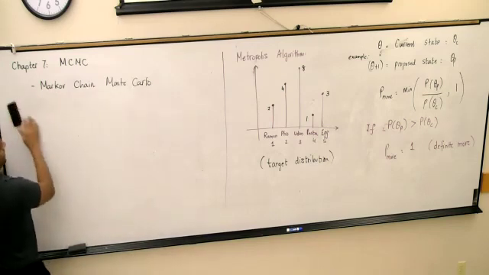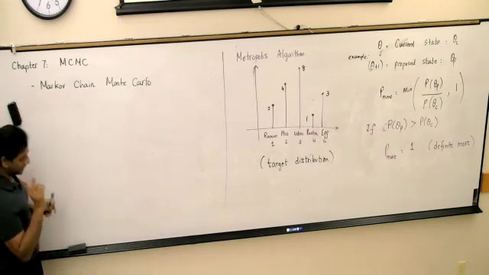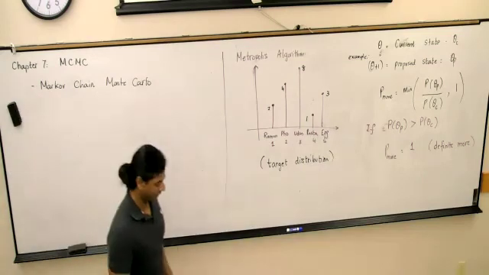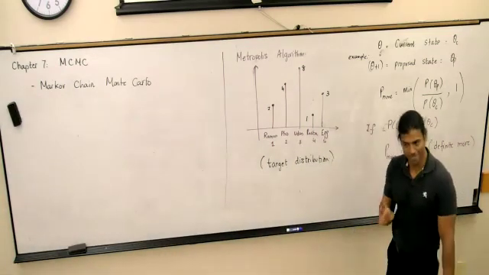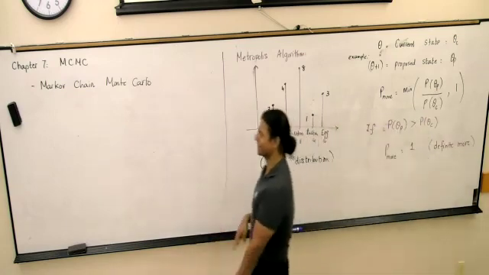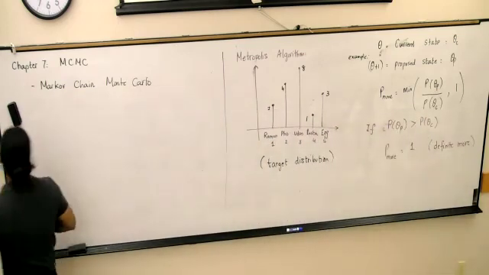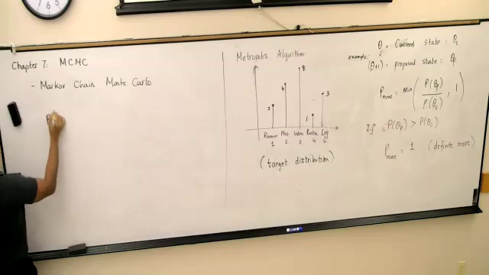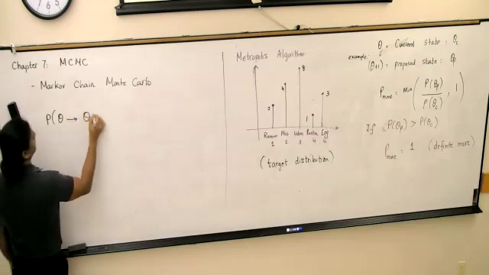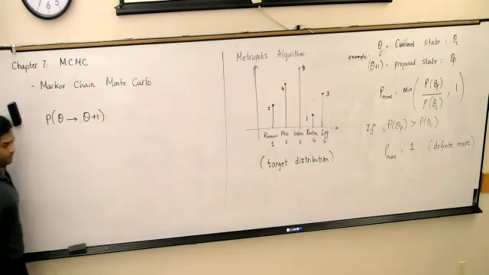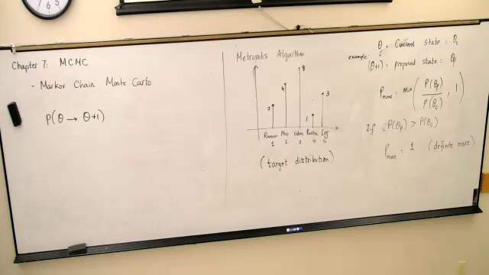Now, why does this work? There are 2 explanations that the book goes over. I'll do both of them. One involves matrices, the other one doesn't. We'll start with the simple one. So, with some probability, you start at, say, θ. You move to θ plus 1. Yes?